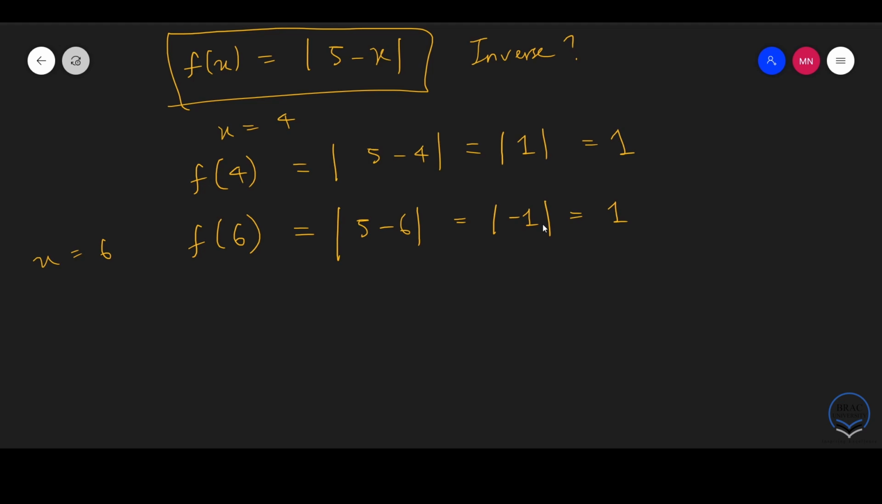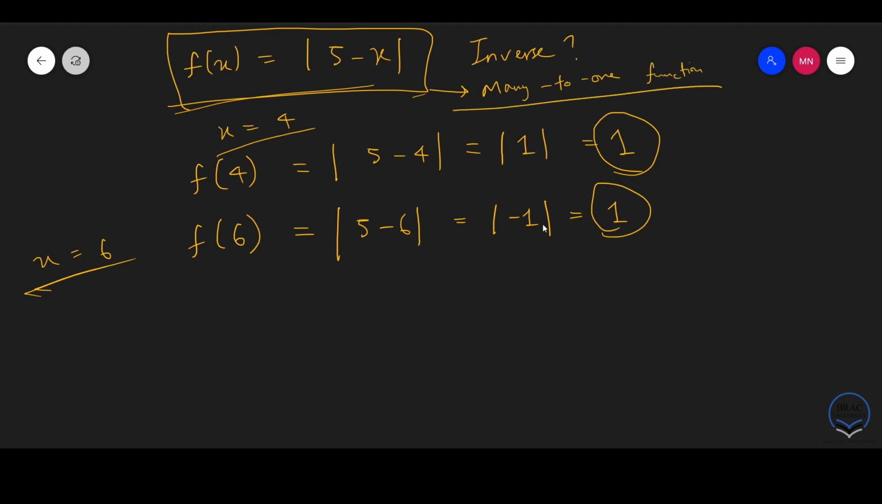So what does this tell us? We took two inputs, two different values of x, and yet it gave us the exact same output, right? So what kind of a function is this? It's definitely not a one-to-one function, right? So this is a many-to-one function, right? And that means that this function does not have an inverse. So no inverse function, right?